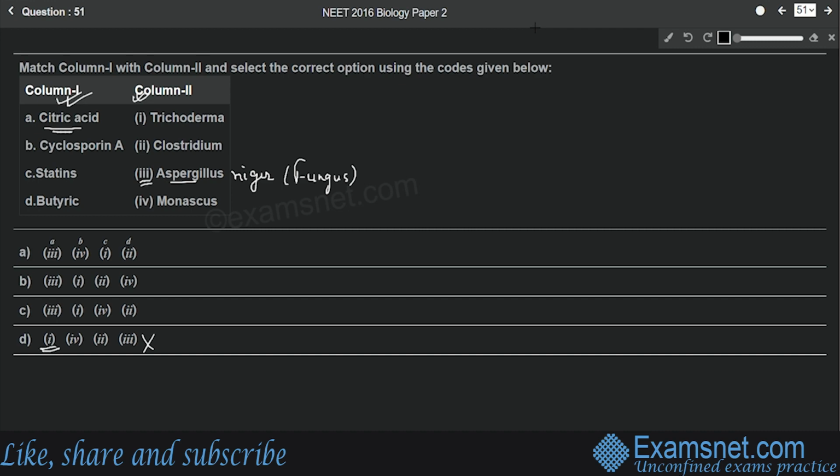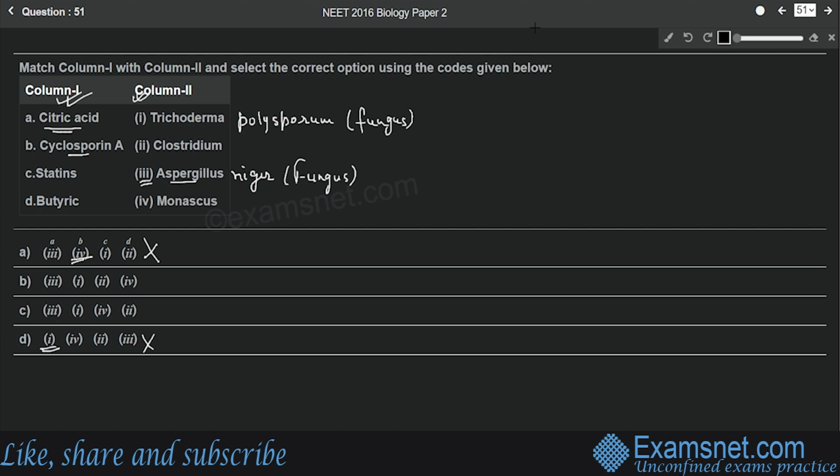Then the second one is cyclosporin A. So what is cyclosporin A? It is an immunosuppressive agent, and it is produced by a fungus named Trichoderma polysporum. It is again a fungus. So the correct match for B will be number 1. So here option A is eliminated, because here B is matched with number 4.